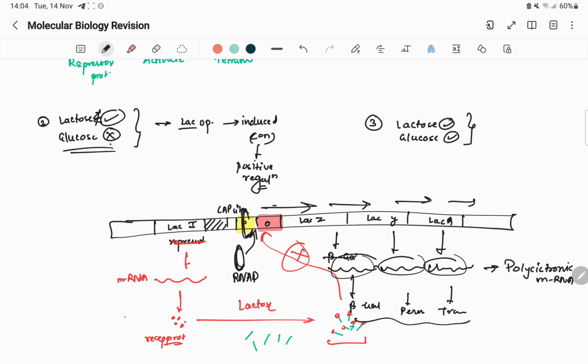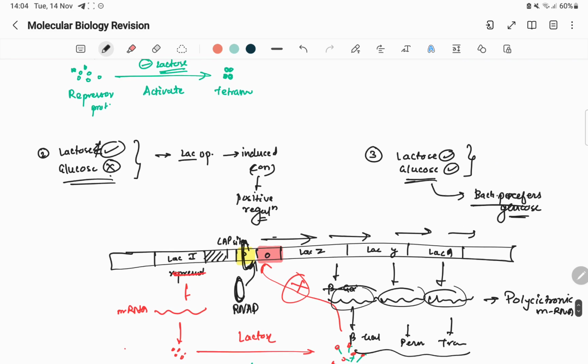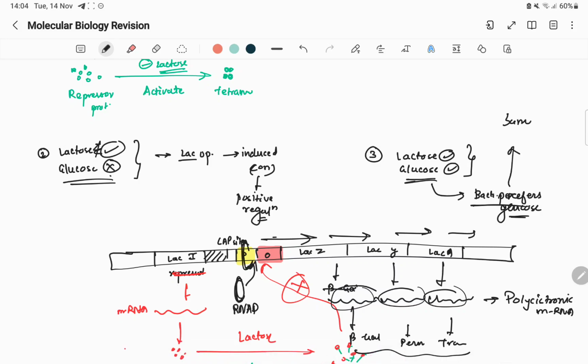So what will happen if lactose and glucose are both available? Then the bacteria will prefer the glucose. If the bacteria prefers the glucose, then it is the same case as if glucose is present, the same case as case 1. Understood? So the lactose operon is done here.